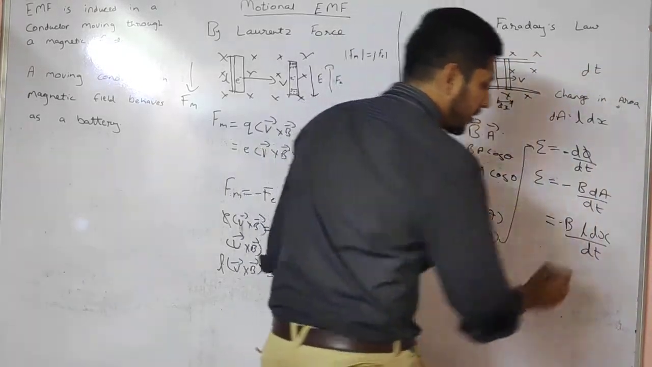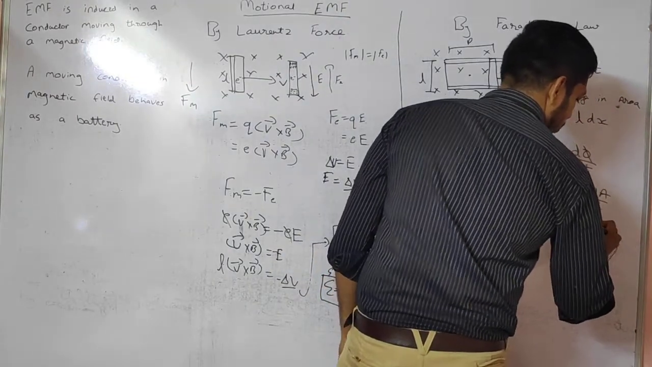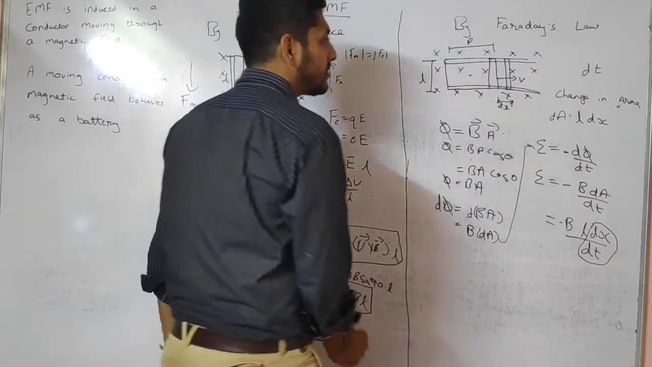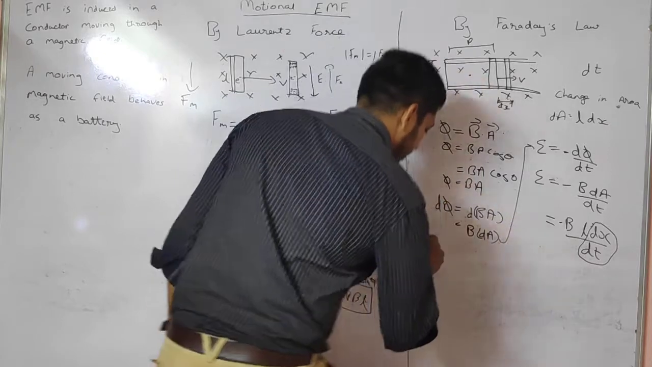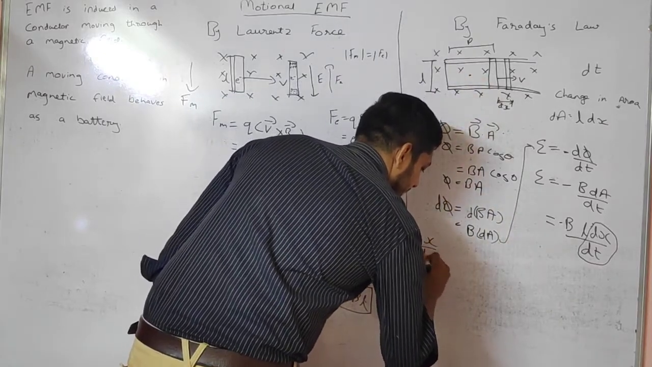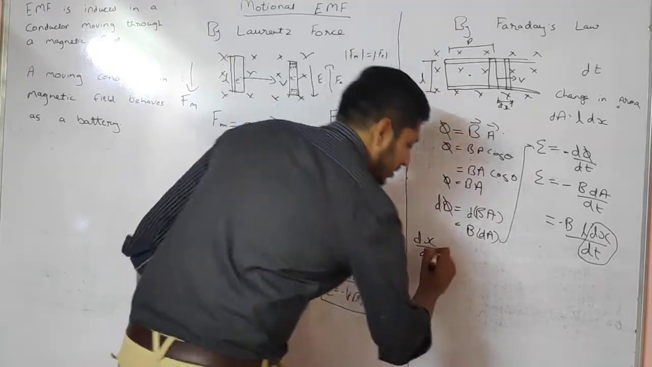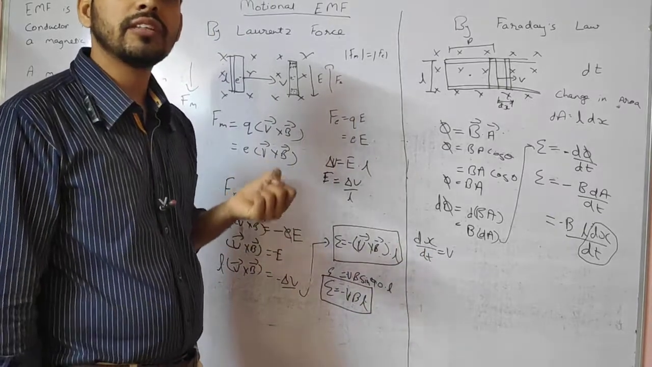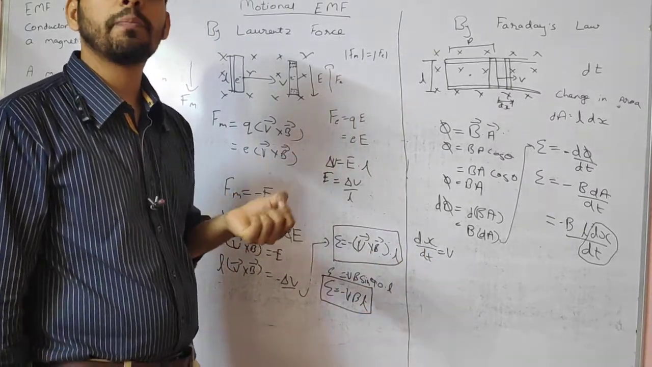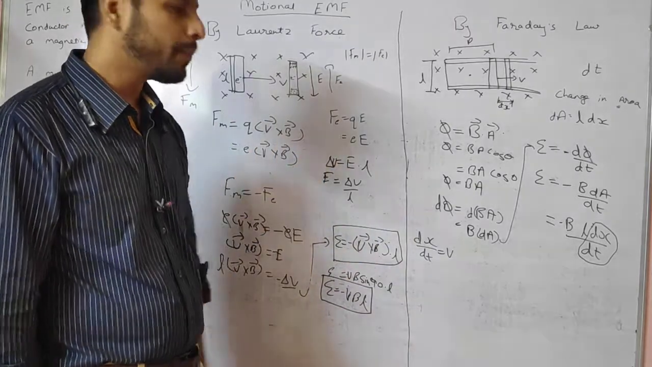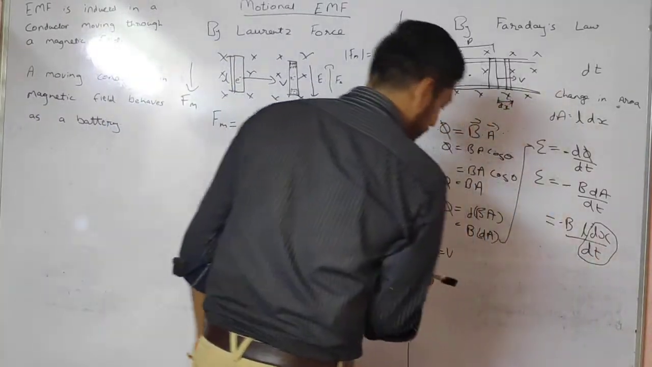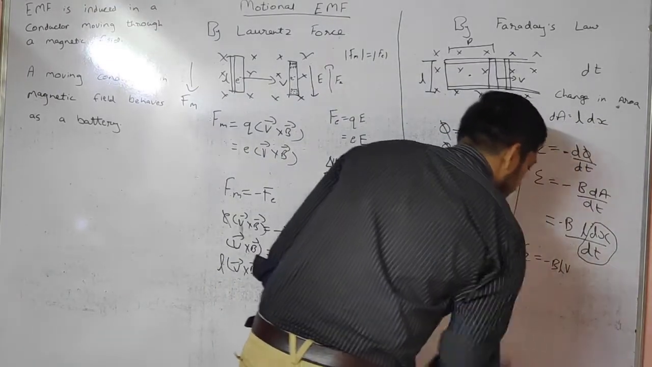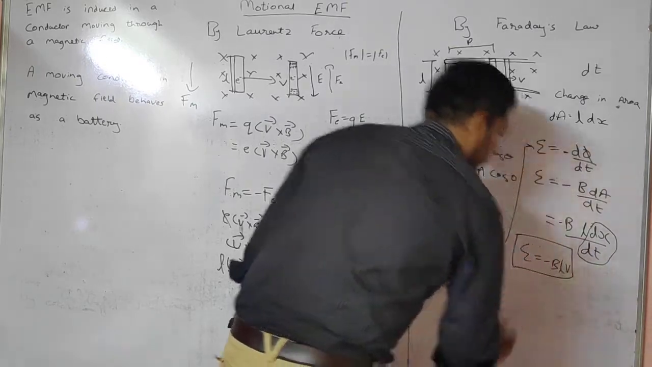Now if we look at a single term, what is it? Distance traveled upon time taken. Where shall I write it? Okay, here I will write it. dx upon dt, distance traveled upon time taken. Will it be equal to velocity? Will it be equal to v? What is v? V is velocity. Velocity is distance traveled per unit time, or the time taken to travel a particular distance. So instead of this I can put the value of v. Then E will be equal to minus BLv, and this will be the induced EMF inside the conductor.